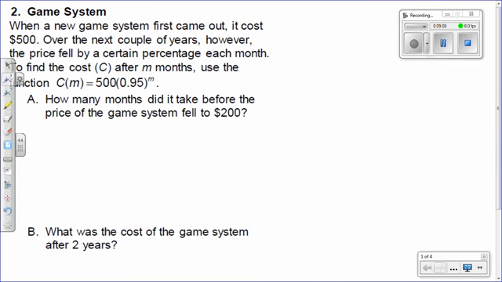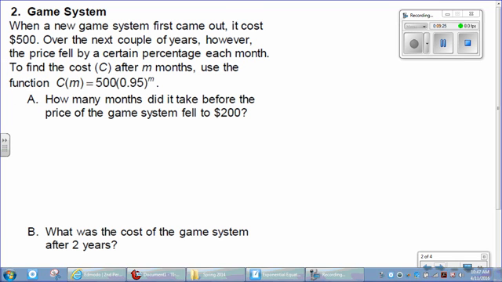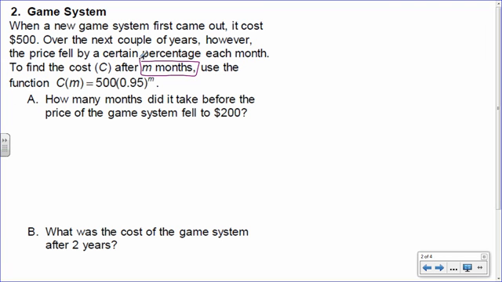Now the next problem, we have a game system, and it says when a new game system first came out, it cost $500. Over the next couple of years, however, the price fell by a certain percentage each month. To find the cost, see after m months. So now the months is our independent variable, and the cost will be our dependent variable. All right? So like your m is your x, and your c is your y. That's what you're used to most of the time.